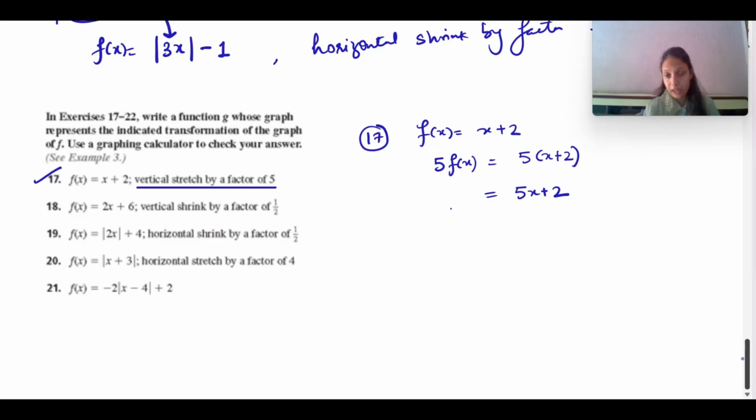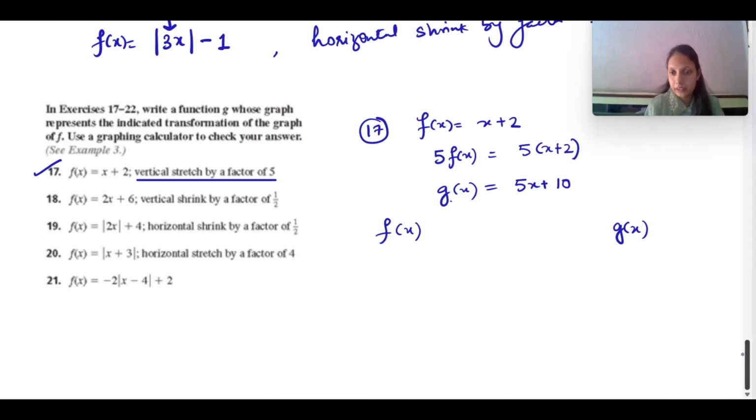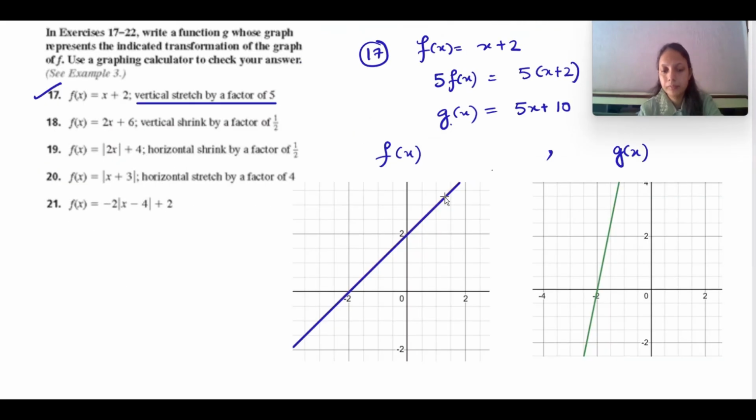Here I will draw the graph of f(x), and here I will draw the graph of g(x). Let me show you how the graph will look. Here it will be 5x plus 10. Okay, now let's see the graphs. So this is how the two graphs will look. This is f(x), which is x plus 2. This is g(x), 5x plus 10.